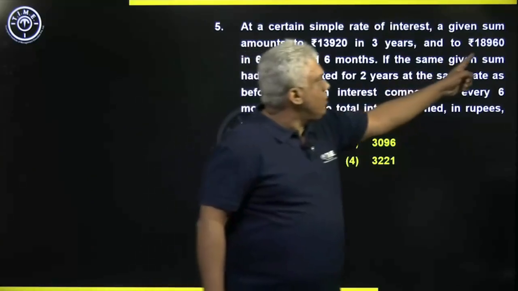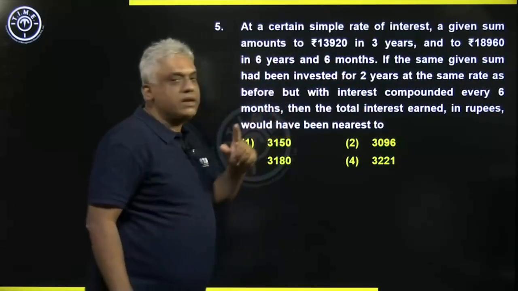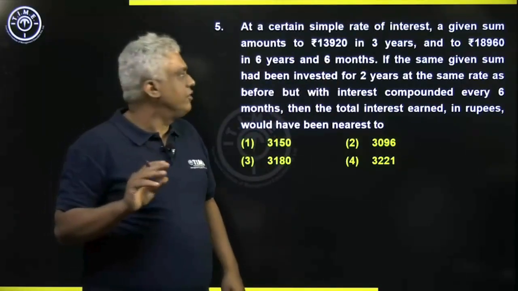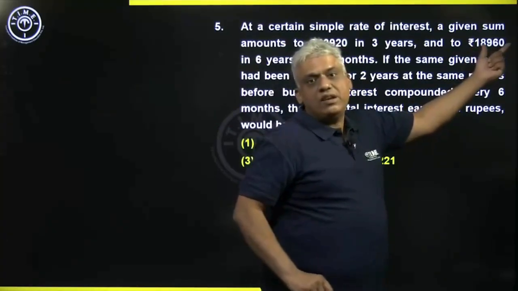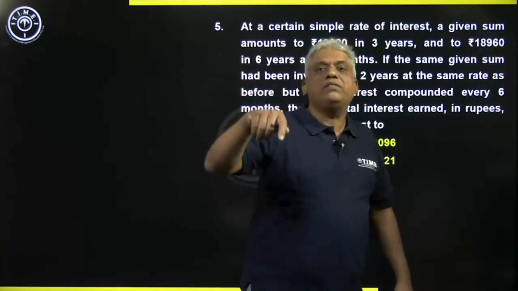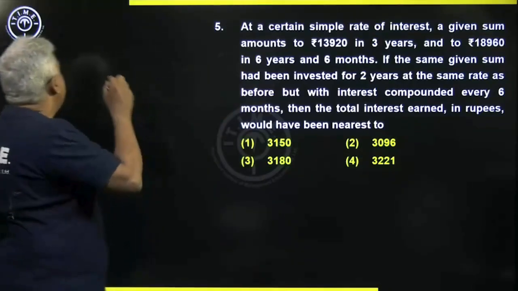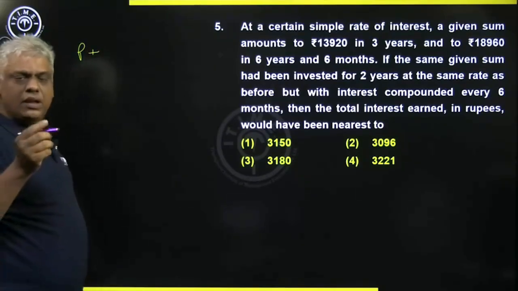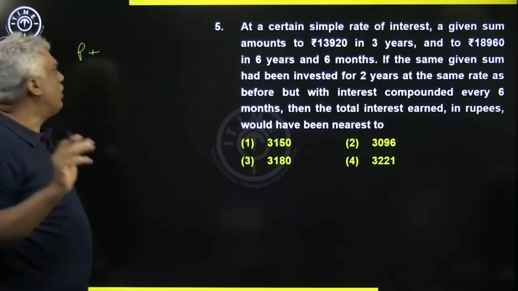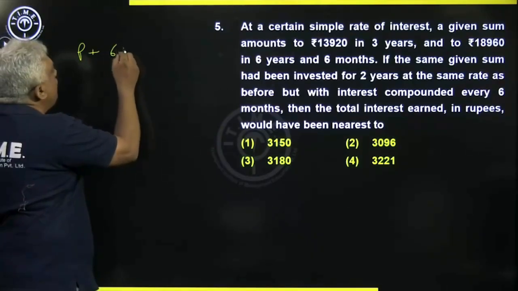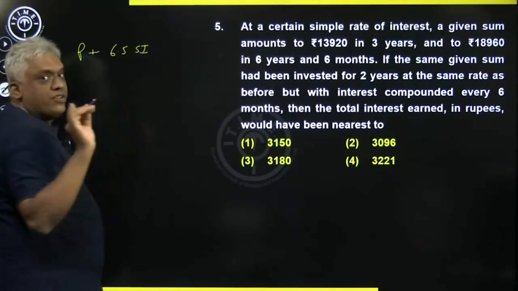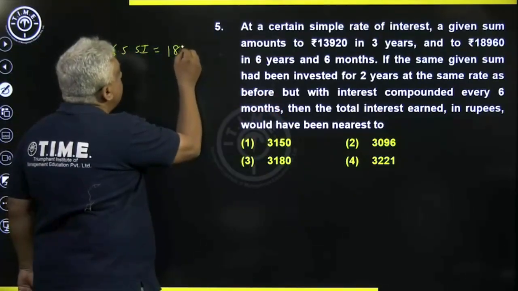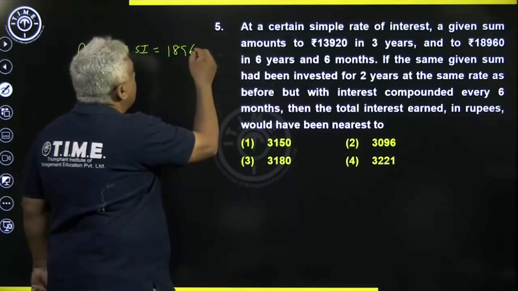This is the amount 18,960, the amount after 6 years and 6 months, that is 6.5 years. So this amount is principal plus interest for 6.5 years. Let's call the principal P, and the interest of 1 year SI. So P plus 6.5 times SI is 18,960. Call it equation number 1.